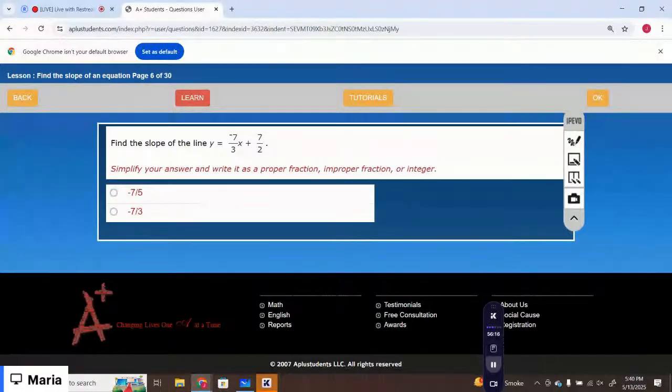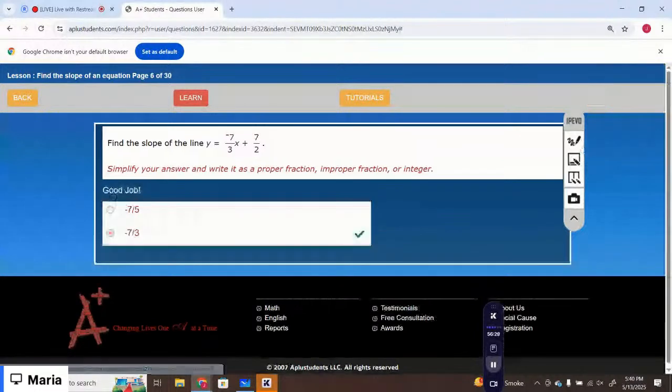Find the slope of the line y equals negative 7 over 3x plus 7 over 2. The slope is negative 7 over 3. Option number 2 is the correct option.